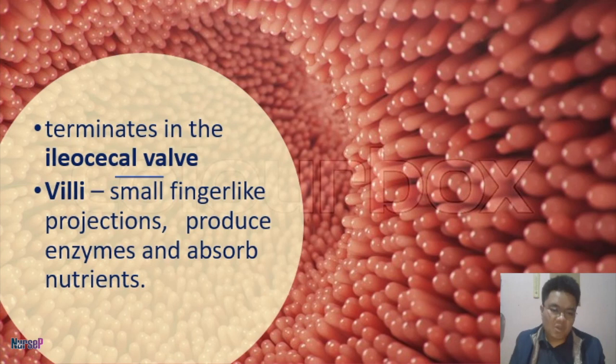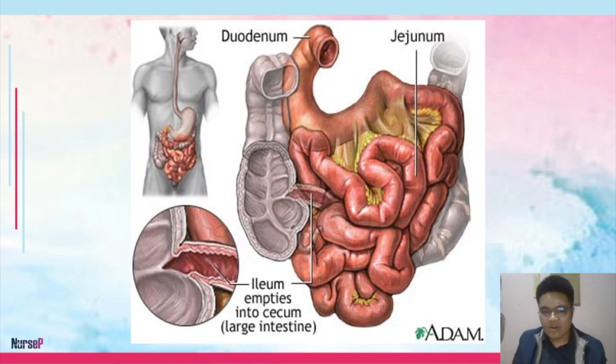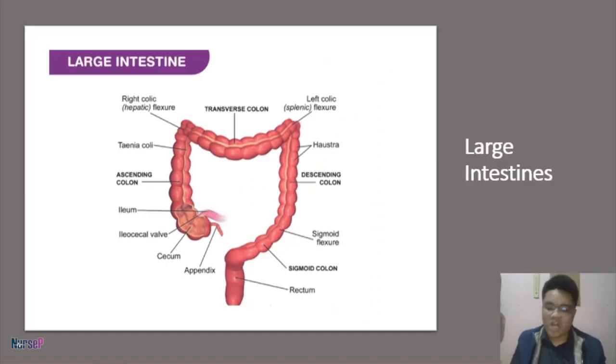Now, villi. When I talk about villi, these are small finger-like projections that produce enzymes and absorb nutrients. So the ones in the picture in the background of this slide are your villi. These finger-like projections absorb the nutrients that would be brought towards our blood vessels, or our blood, for distribution towards the body. So this is your small intestine. Let's talk about your large intestine.